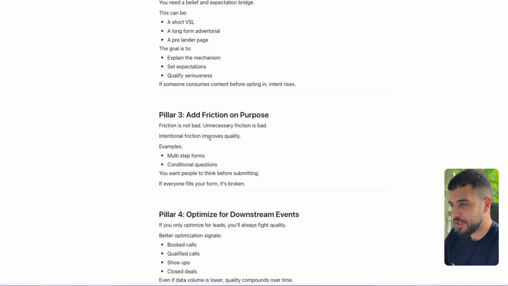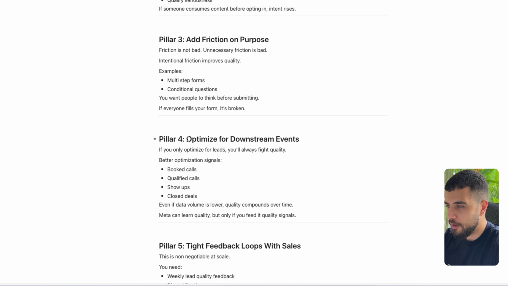But intentional friction improves quality. This means multi-step forms, conditional questions, qualifying people, maybe adding a VSL instead of just sending them to a form directly, and going on from there. Now, pillar 4 is optimize for downstream events.